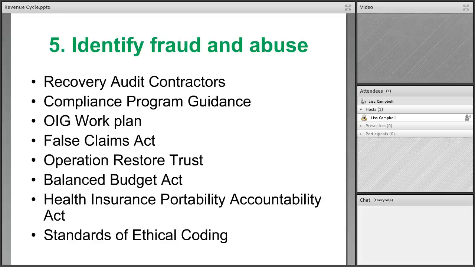And so CMS has decided, if your documentation does not support the level of care and we've paid you for that service, we want those monies back. You'll notice every year there is some program that the government is initiating to combat healthcare fraud, and the fines are getting stiffer and stiffer as the years go on.